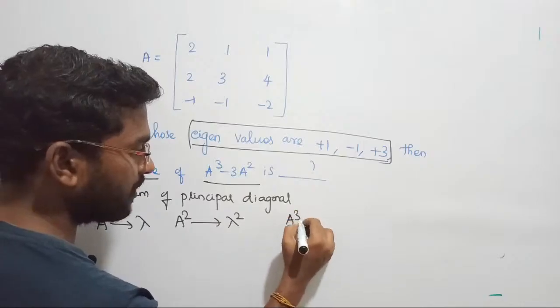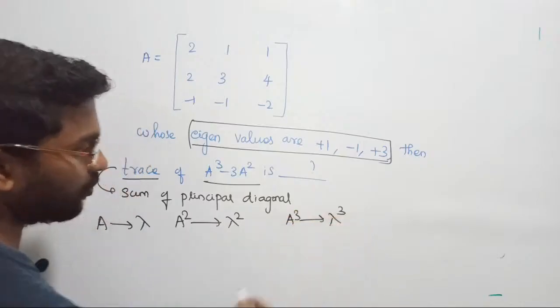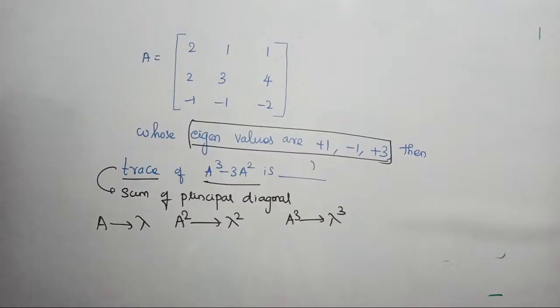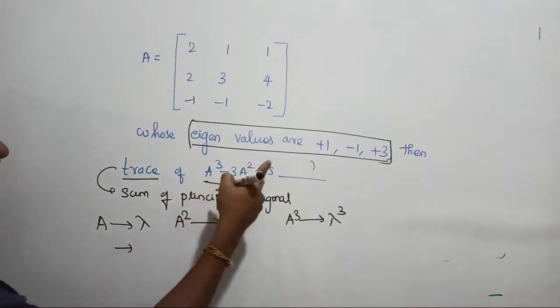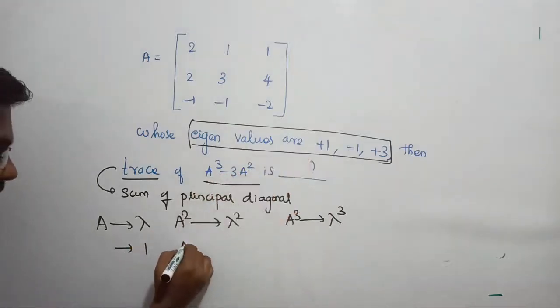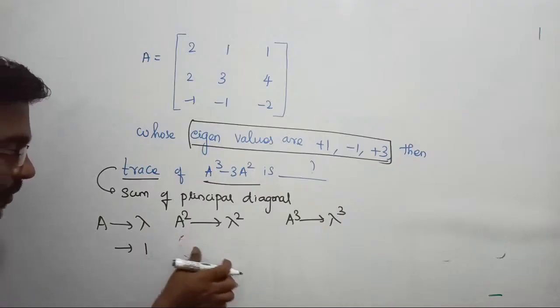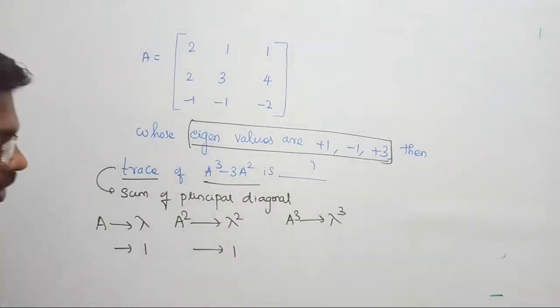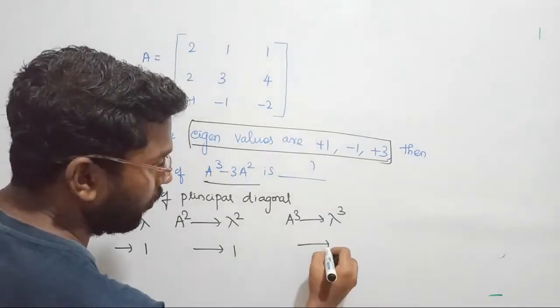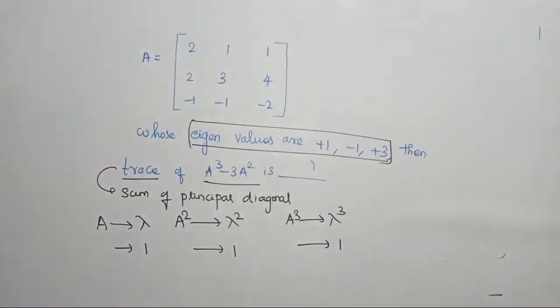For A cube, its corresponding eigenvalue is lambda cube. Do you all agree? Yes. Then for A, its corresponding eigenvalue is 1. Then for A square, let me define one by one, that is also 1 because 1 square will be 1 only. Then for A cube, its corresponding value is 1 because 1 cube is 1.